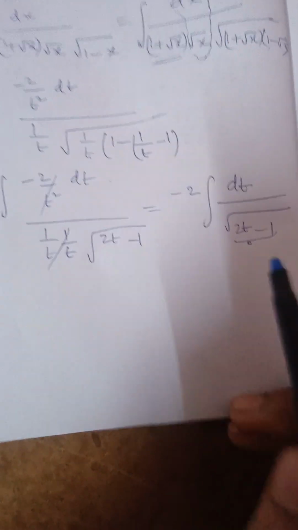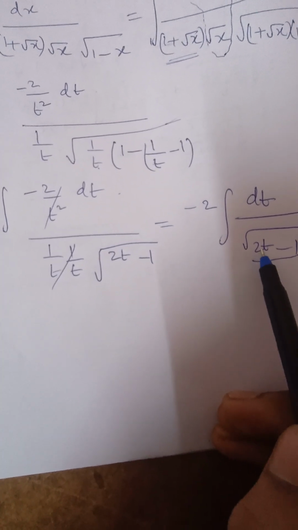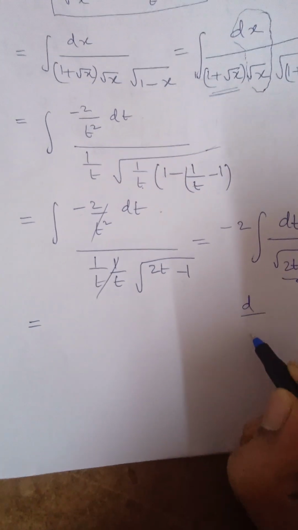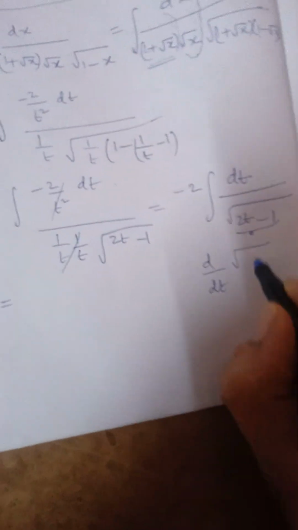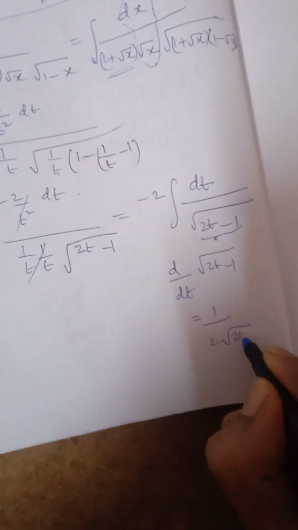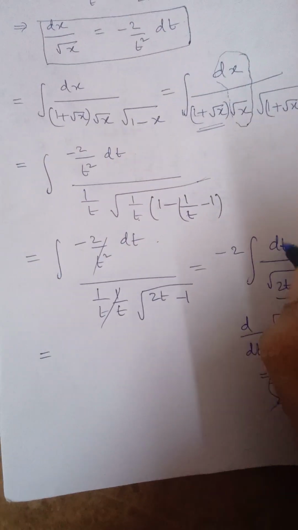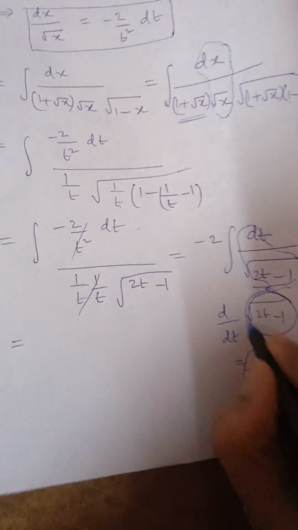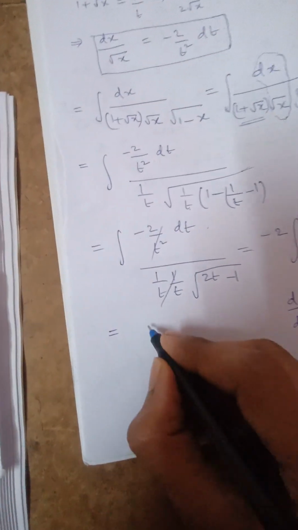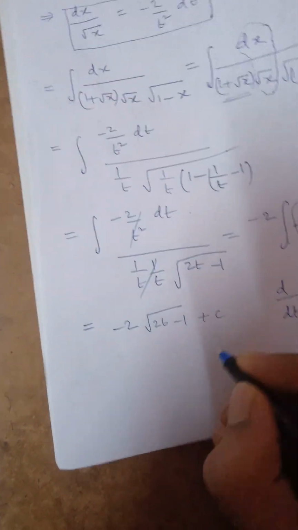We know that the differentiation of root x is 1 by 2 root x. But instead of x here, if we take the differentiation of root over (2t minus 1), we get 1 by 2 root (2t minus 1) into 2. So we are getting this integral. The integral answer is root over (2t minus 1). So the answer is minus 2 root (2t minus 1) plus c.